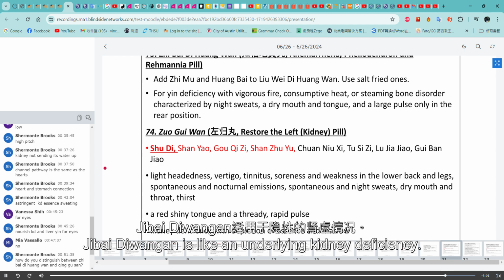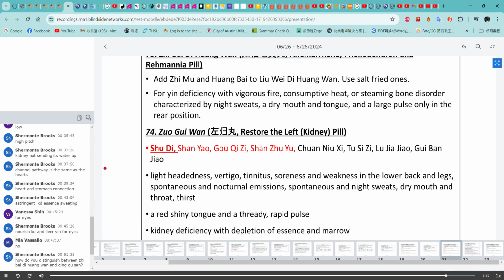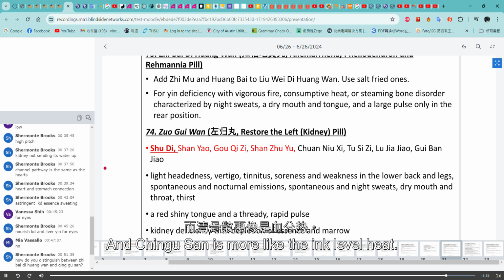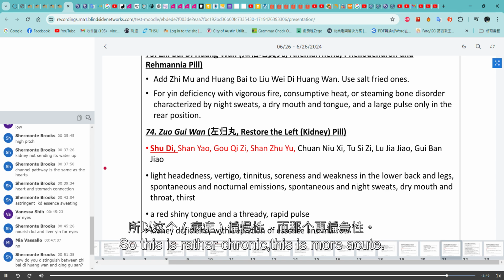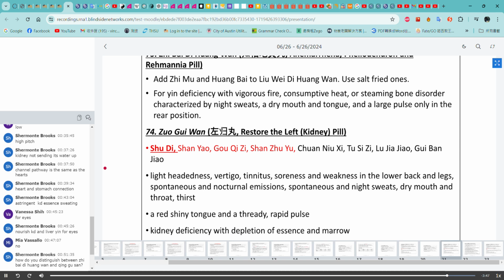G by D1 is like underlying kidney insufficiency, right? And Chingusan is more like in level heat. So this is rather chronic. This is more acute. Yeah, good question though.